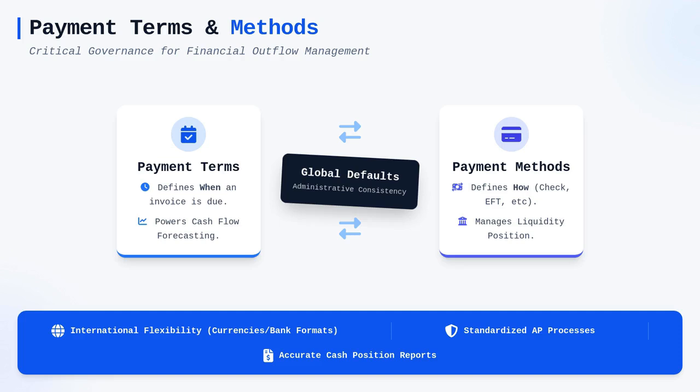Configuring these global defaults properly ensures that the accounts payable process remains standardized across the entire organization. Even when dealing with international vendors, these configurations provide enough flexibility to account for different currencies and bank formats while keeping the core logic intact for administrative consistency.